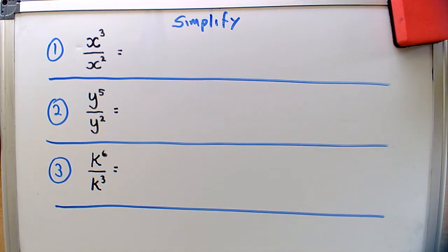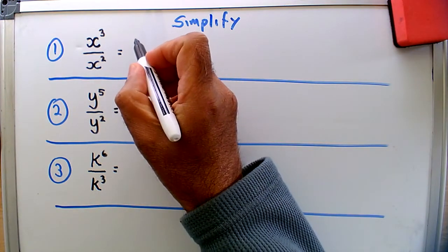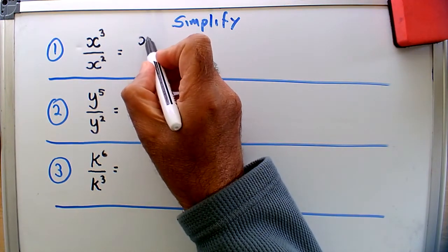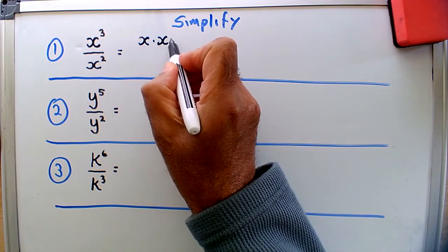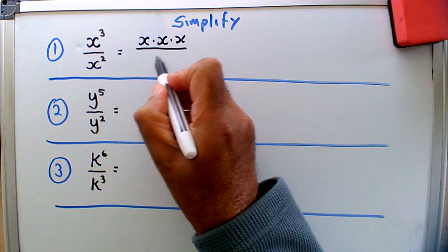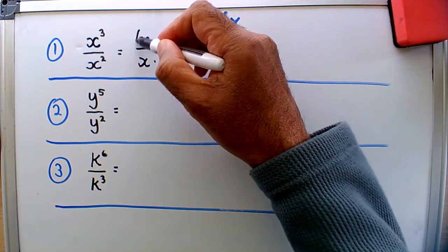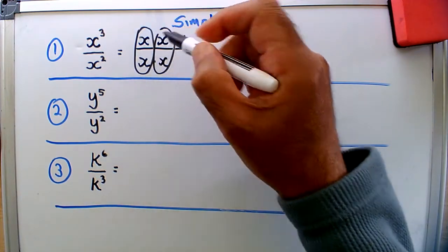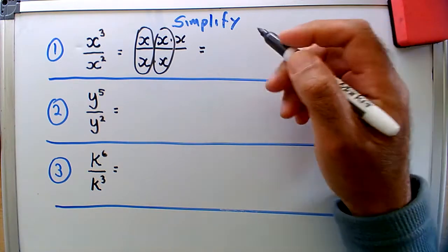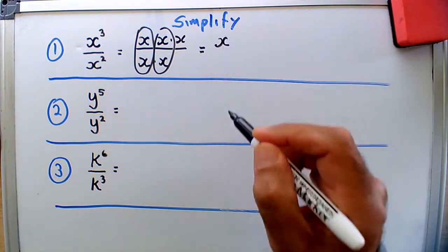Okay, let's simplify the following three questions. The first one, x to the power of 3 on top, that's the same as x times x times x on top and x times x on the bottom. And you can see here that gives you 1. Any number over itself is 1. So you're left with an x on top.